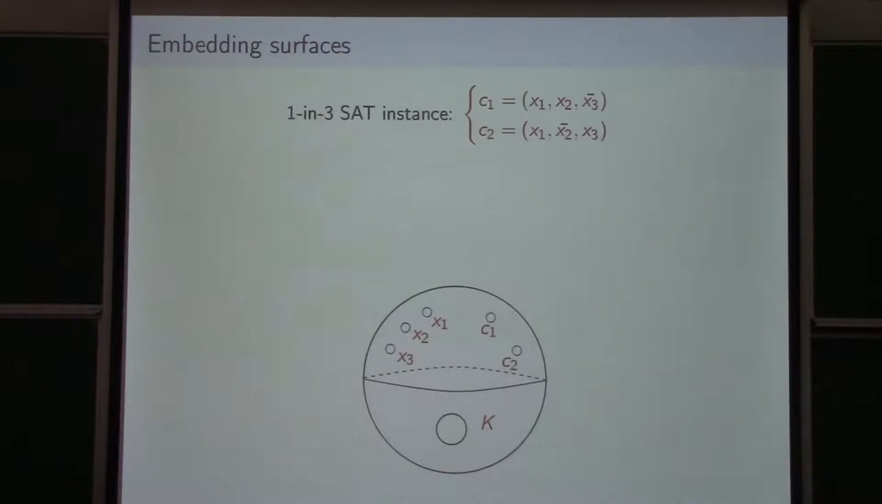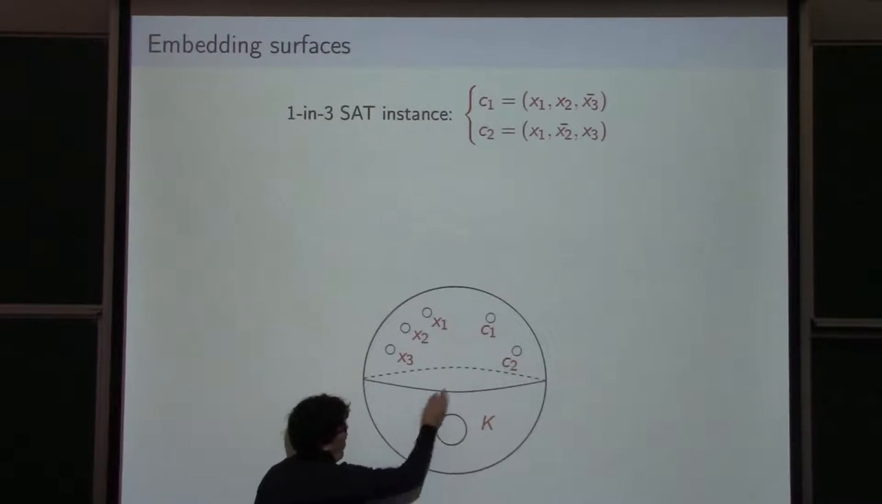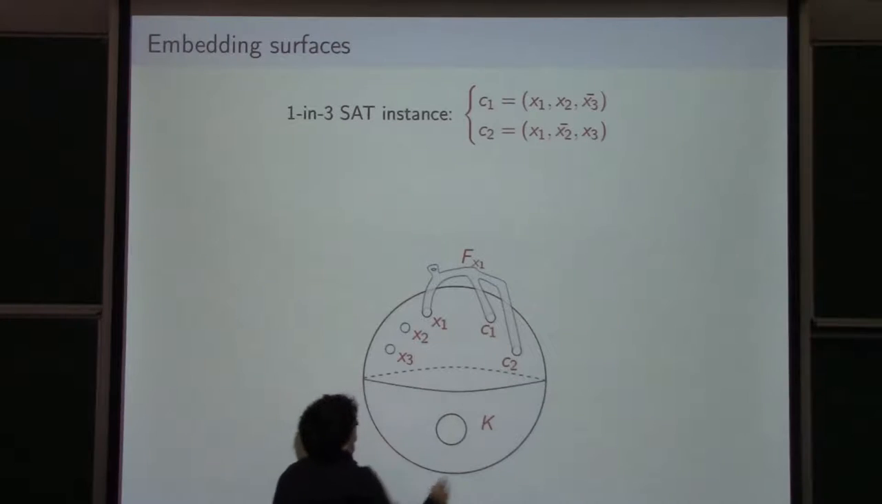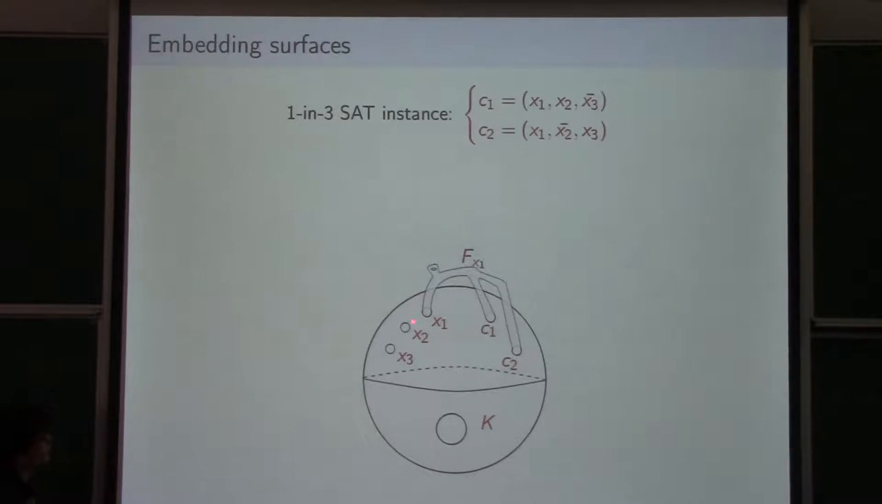Now, for every variable, you will drill out a small disk as well. And for every clause, you will drill out a small disk. And then you will do the following. Whenever you've got a literal that appears here, for example, x1 appears in c1 and x1 appears in c2, you add one of these surfaces. So you add two handles like that to show that x1 belongs both in c1 and c2. And you add a little bit of genus here as well.